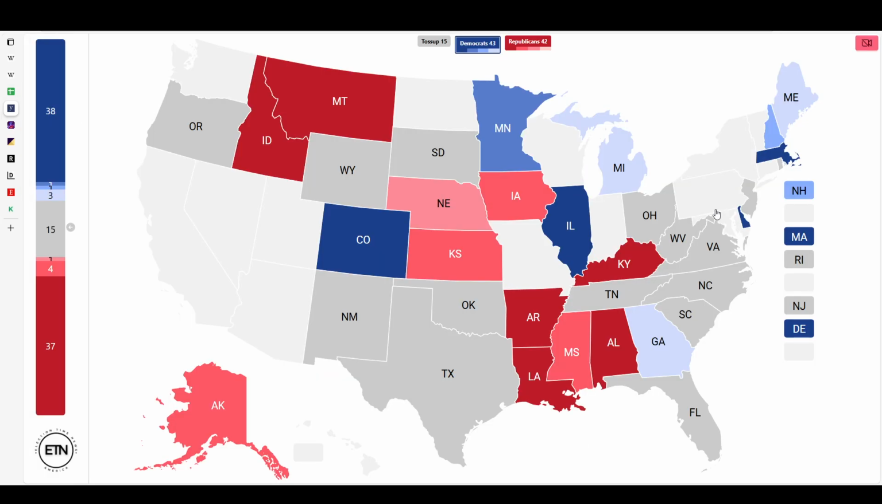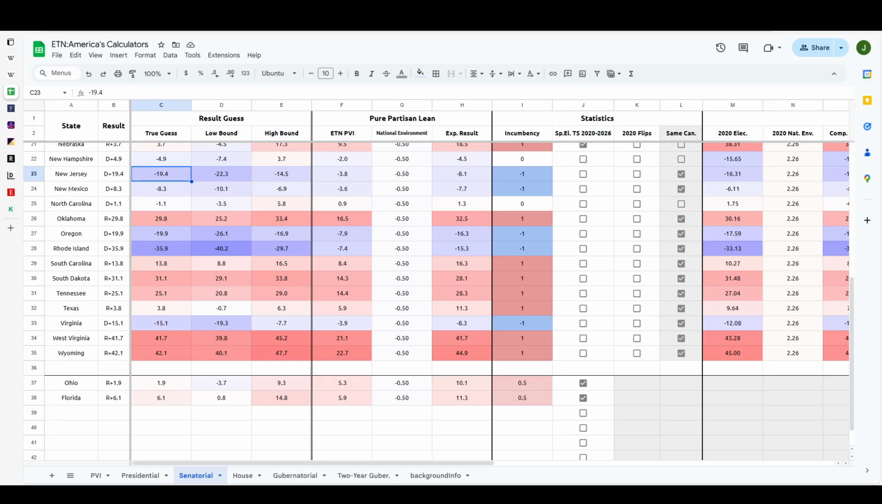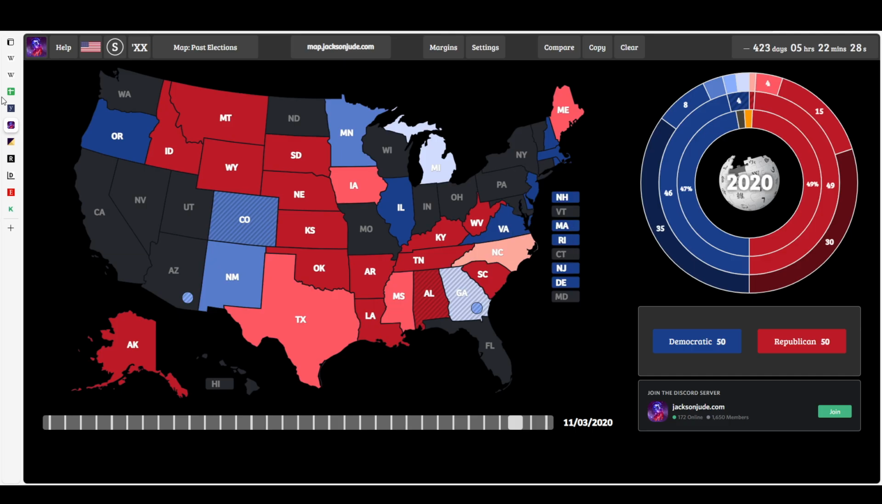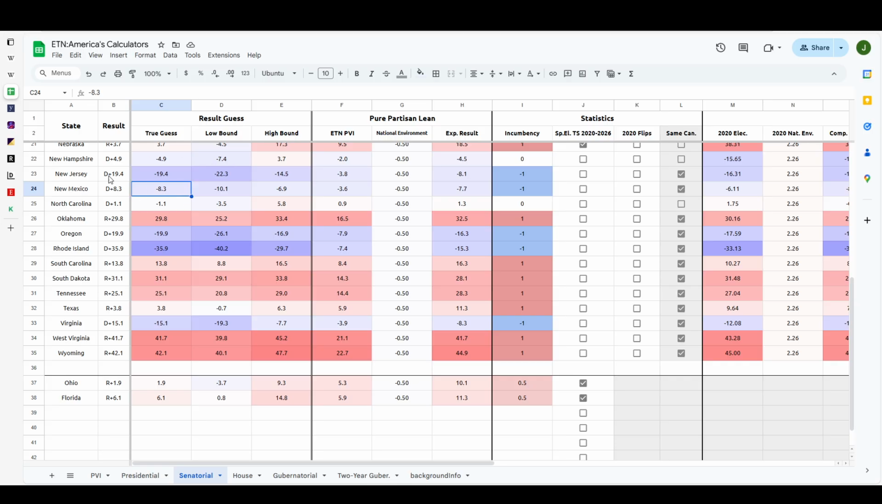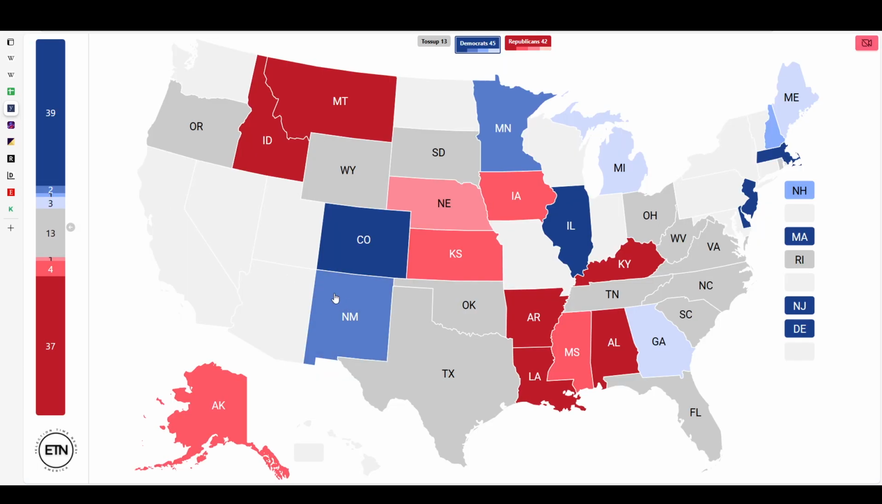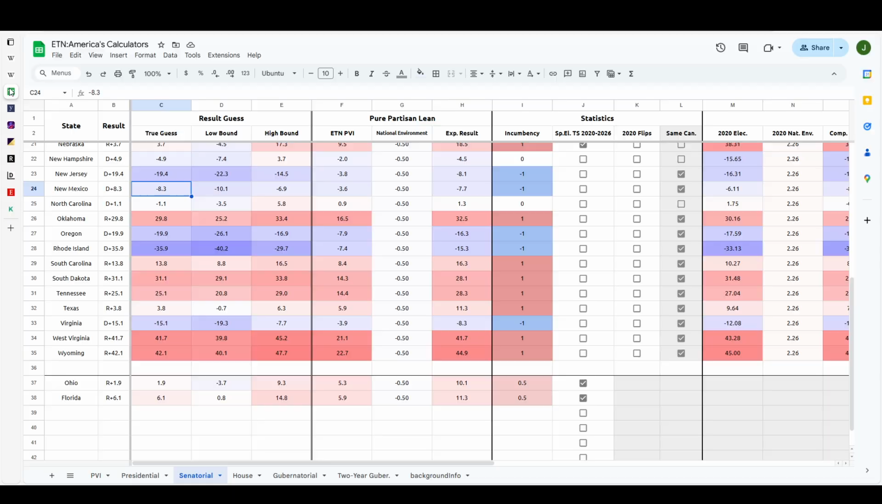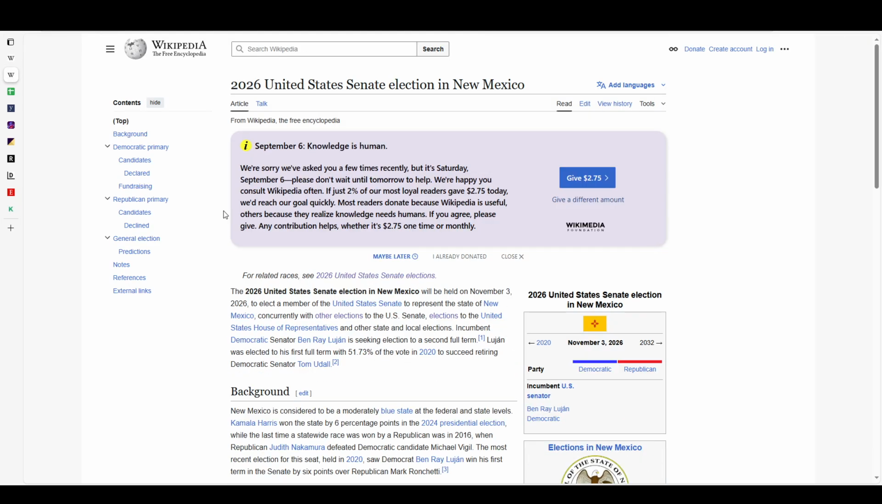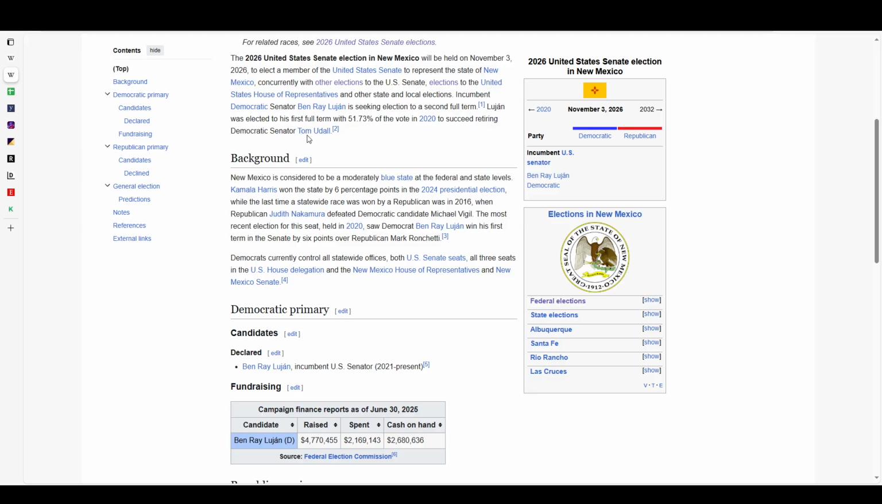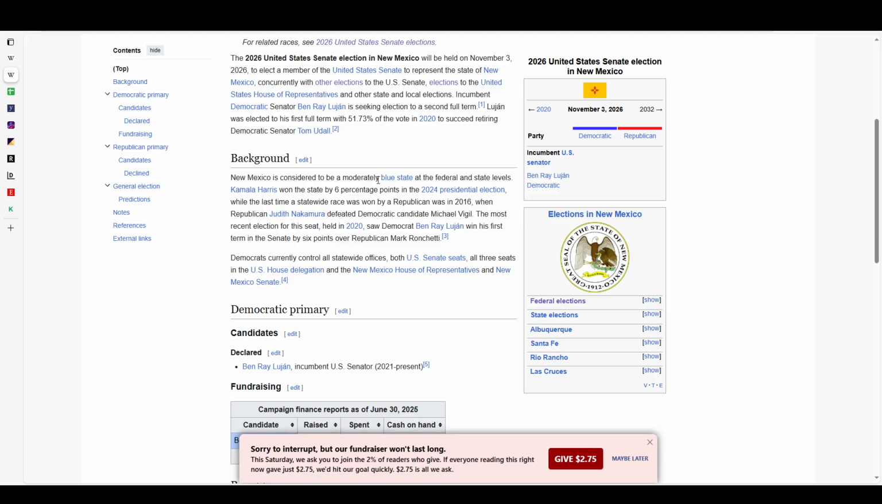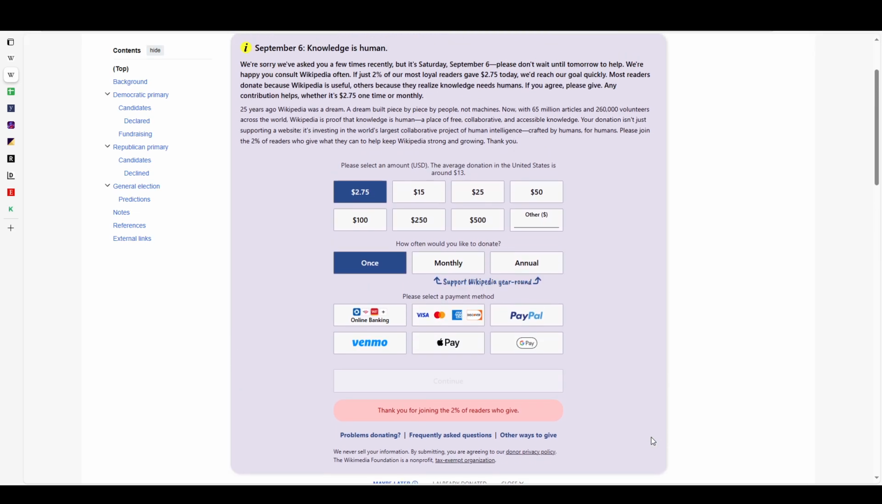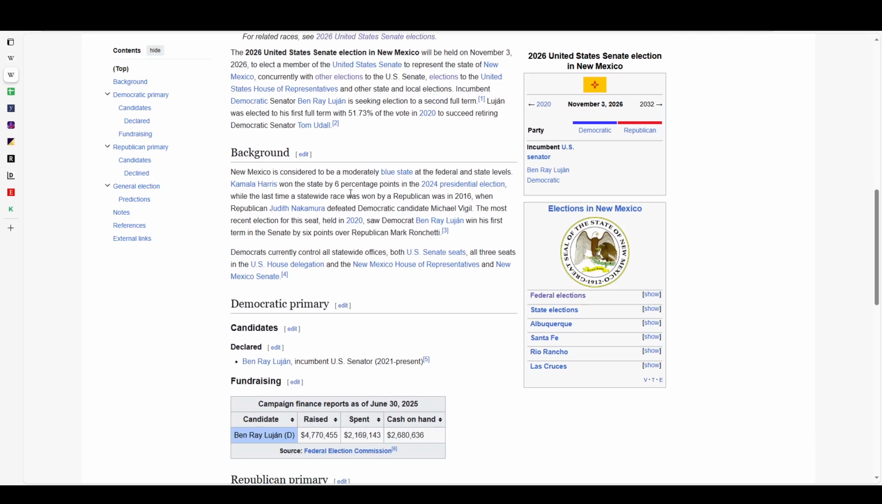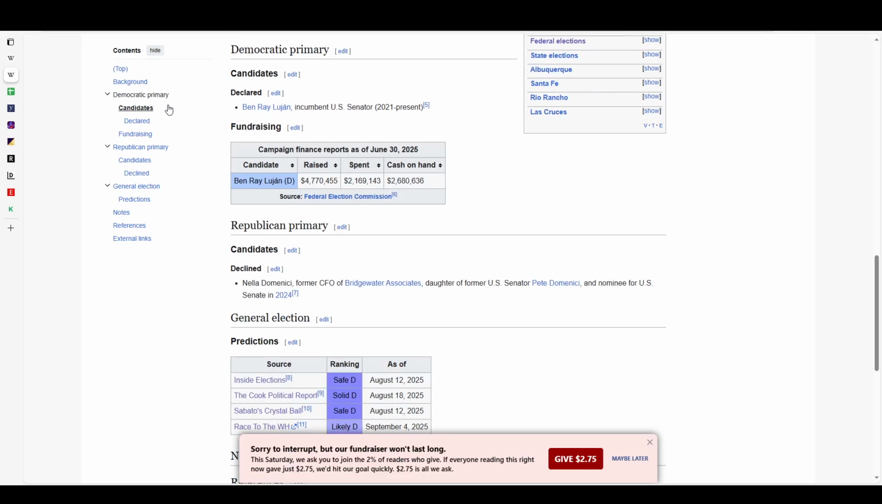New Jersey 19.4. This is an incumbency here. That's going to be for the incumbent, Cory Booker. He won by 16.5 in 2020. New Mexico 8.3%. That's going to be a relatively strong margin there for the incumbent, Ben Ray Luján, for a second full term. And so that's going to be the main thing for that.